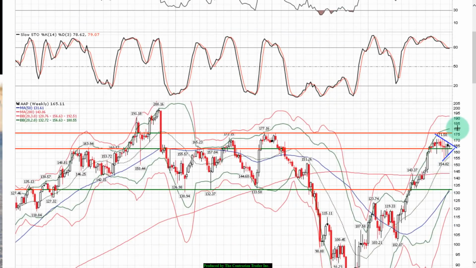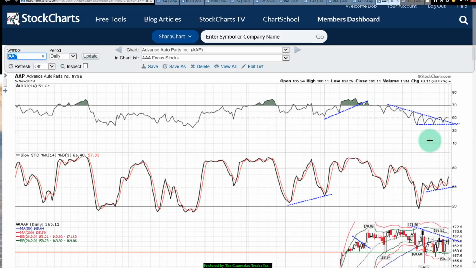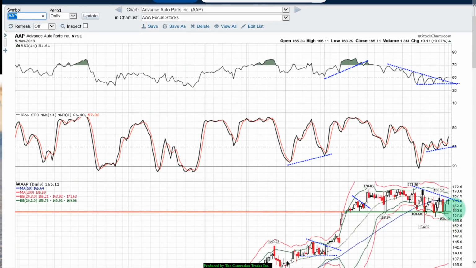All right, Advance Auto Parts, consolidating nicely. We're looking for a breakout here. I'm tempted to buy it. Honestly, I would love to. The problem here is that we're so close to resistance, so close to the breakout point. Now, I may nibble tomorrow morning just to scratch the edge, and then I will buy more if and when we get a closing breakout above resistance.